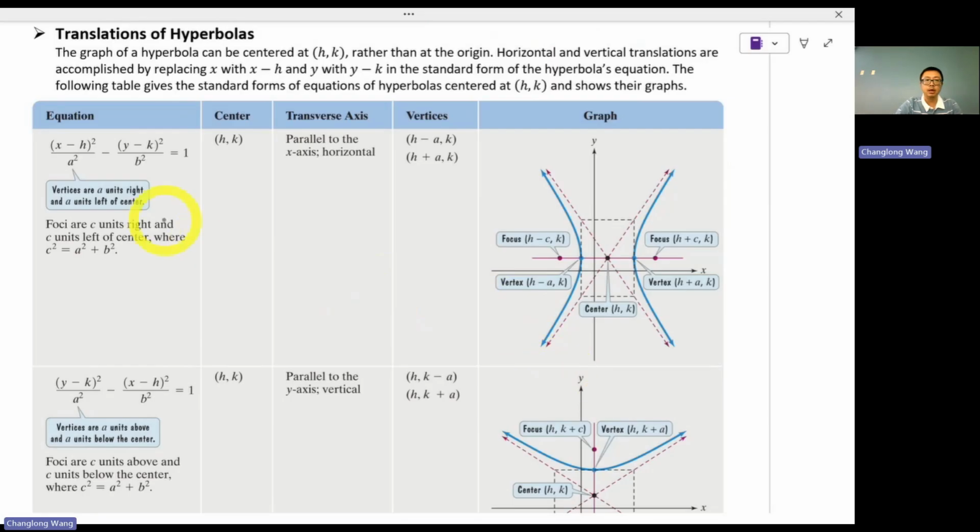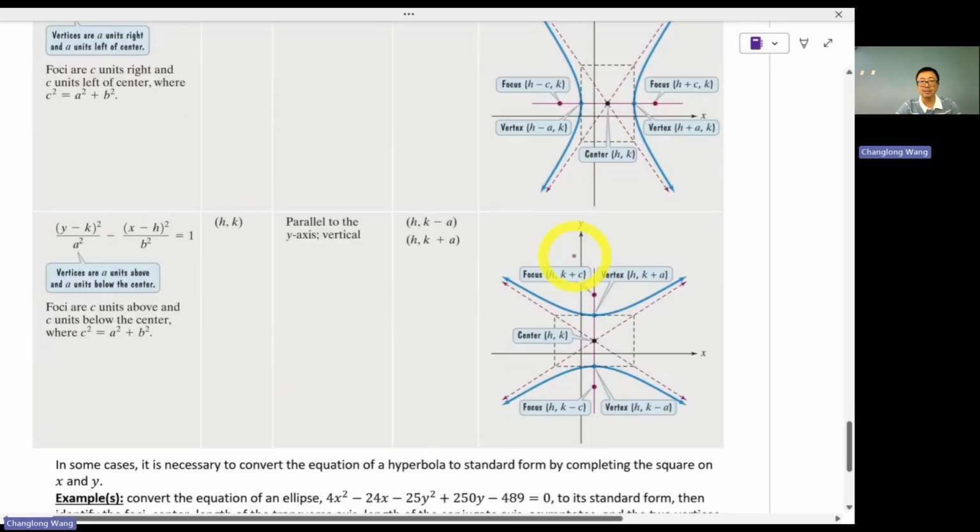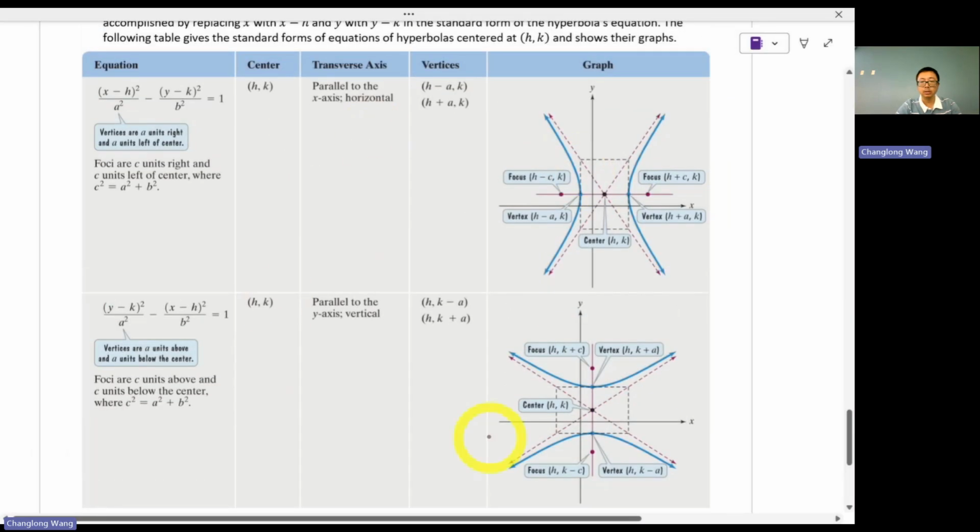Table summarizes the translated or the shifted form of the two kinds of ellipse, right? And in this case, hyperbola, right? Where the center is going to be located after you shift, how the translated axis is going to look like, right? And also where the vertices are. Potentially, you could also be asked for the foci after the translated operation.